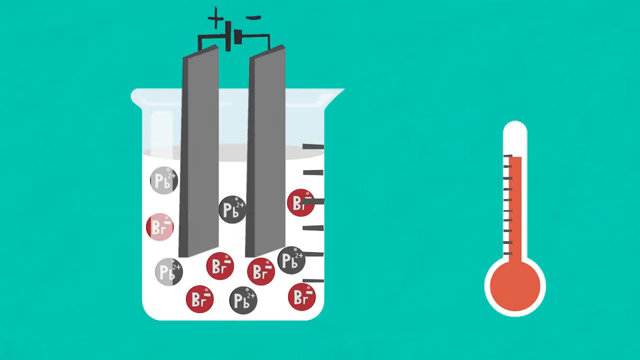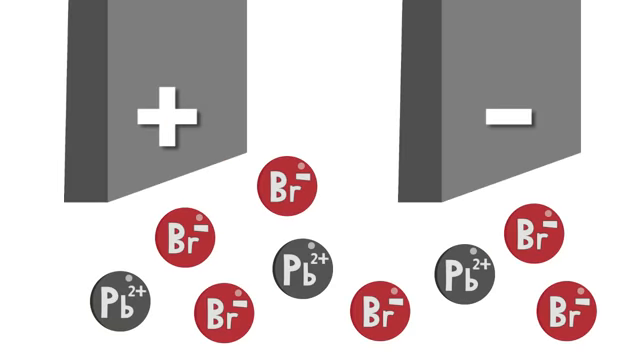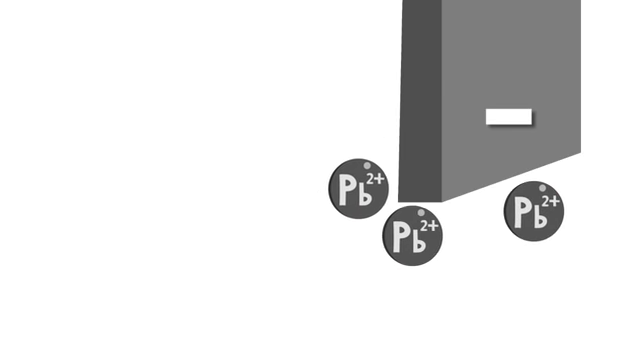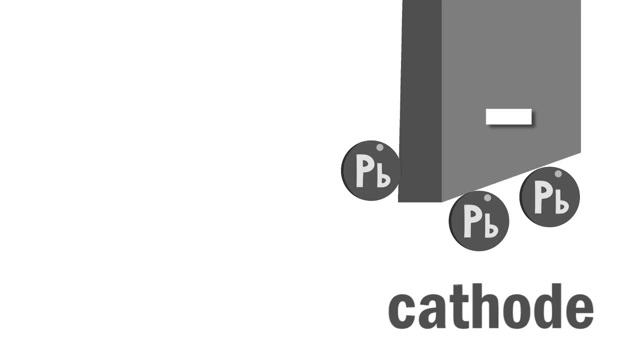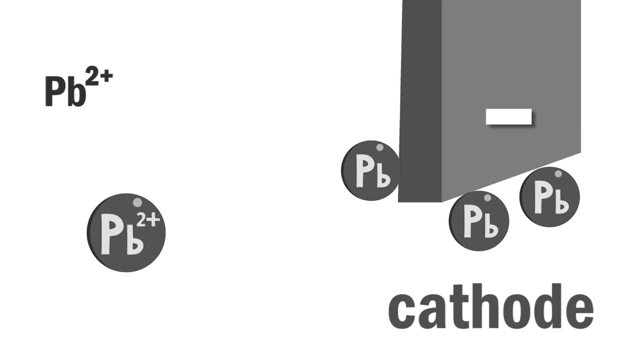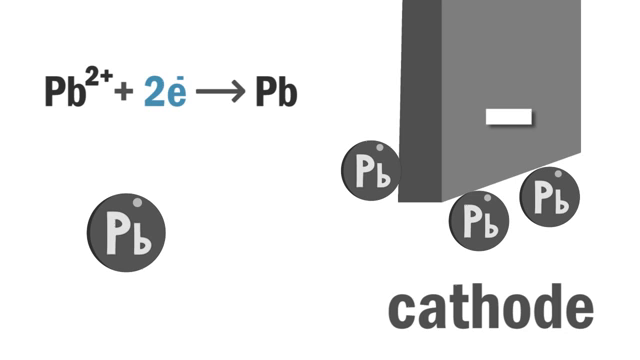When the electrodes are connected to a DC power source, the lead cations will be attracted to the negative cathode, where they will gain electrons and become lead atoms. And in this case, each cation requires 2 electrons to neutralize the 2+ positive charge.